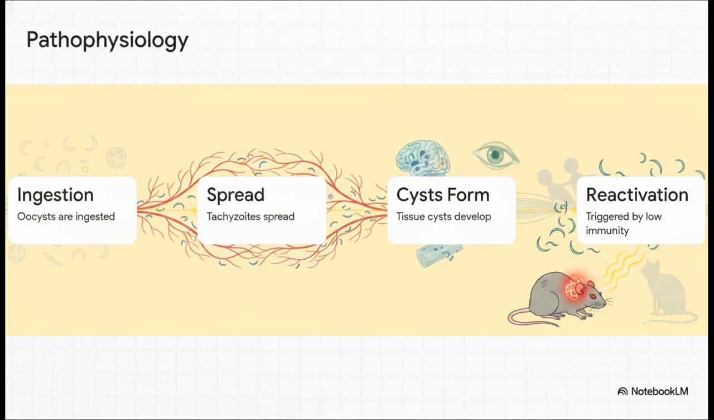The pathophysiology here is pretty insidious. You ingest the oocysts, and the parasite spreads rapidly as tachyzoites throughout your body. It then forms these long-term tissue cysts in the muscles, the eyes, and the brain. In healthy folks, it just stays dormant. But if immunity drops, like in advanced HIV, it reactivates.